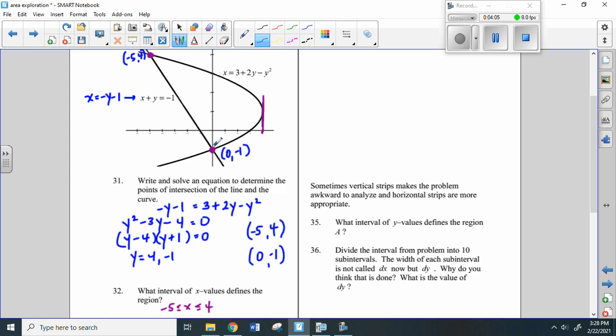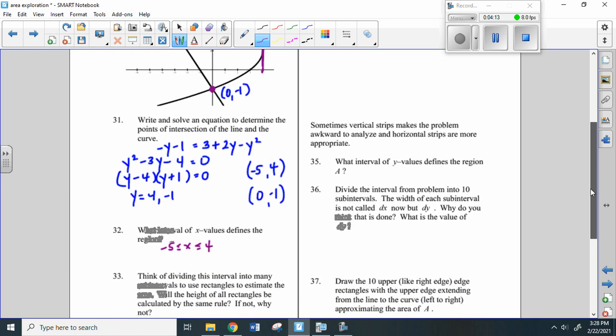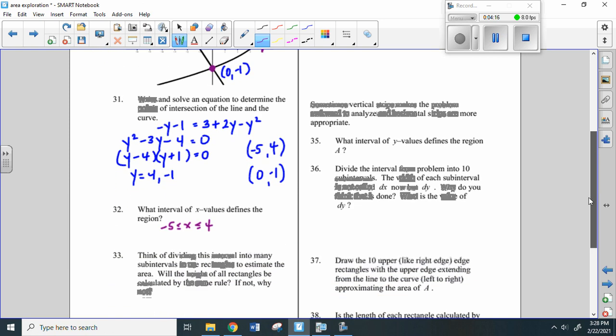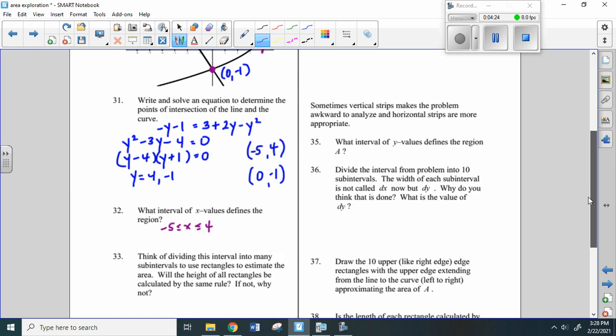It definitely doesn't stop at 0 though, right? So we would need to go all the way here. All right, and then number 3 says, think of dividing this interval into many subintervals so that we can use rectangles to estimate the area. Will the height of all the rectangles be calculated by the same rule? Okay, if not, why not?